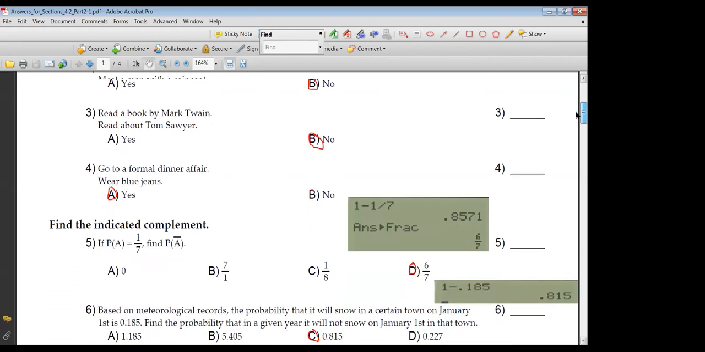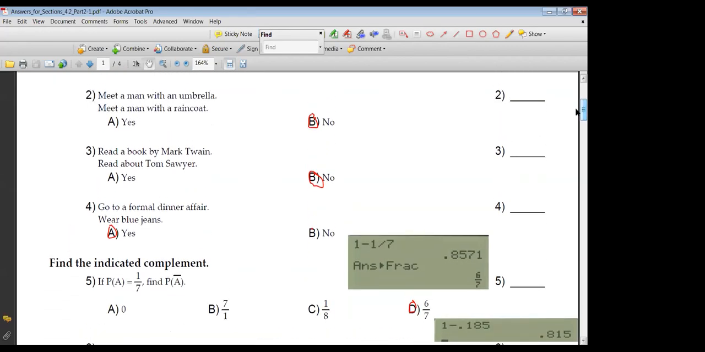You read a book by Mark Twain, you read a book about Tom Sawyer. Well, guess what? Mark Twain wrote The Adventures of Tom Sawyer. These are not disjoint. They can happen at the same time. In fact, they did. He wrote The Adventures of Tom Sawyer.